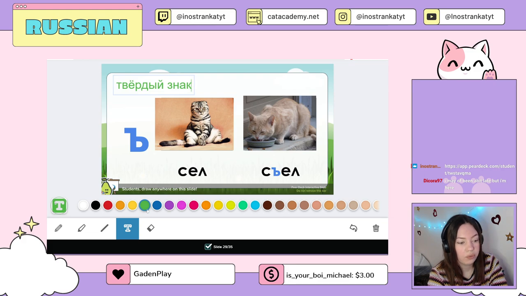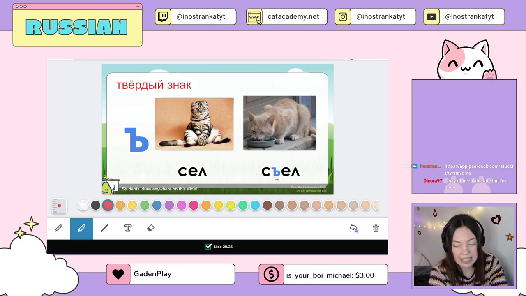That's it. So, for example, we have pictures of two cats, right? On the first picture, we see there is almost the same spelling. Here we have one, two, three letters, and here one, two, three, four. So both of these words have almost identical letters. The only difference is this твёрдый знак. So if we read the first word, it will be сел, which means a cat sat down. Сел means to sit down, but in the past, sat down.